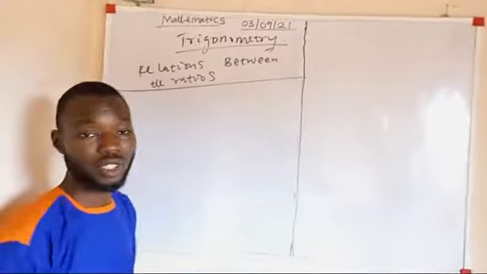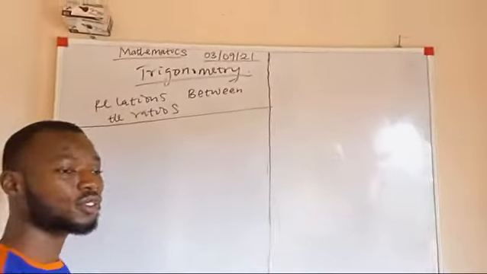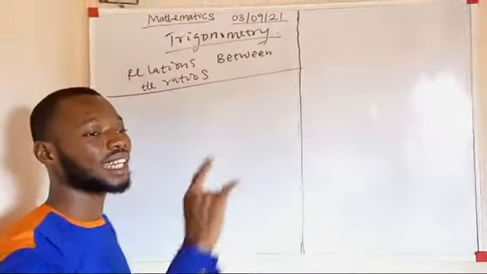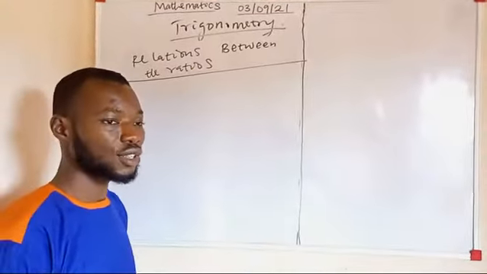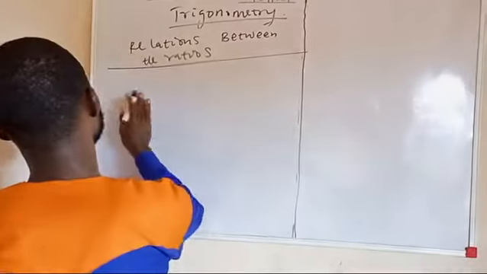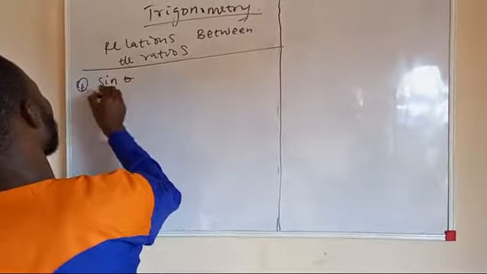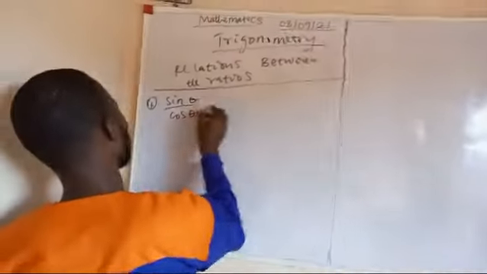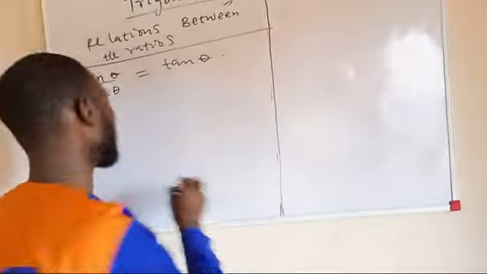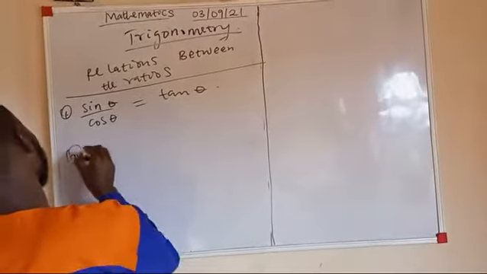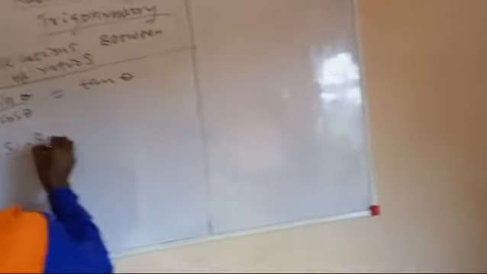So what we're discussing now is relations between the ratios. We've proved that sin theta divided by cos theta will give us tan theta. So they are all the relations. We have the first one, sin theta divided by cos theta is equal to tan theta. We have proved this.